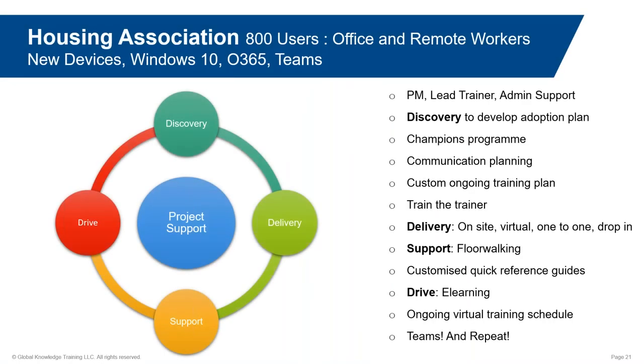This was a housing association we worked with, 800 users, and they had office and remote workers. They were deploying new devices, Windows 10, Office 365 and Teams. And they were short on project expertise. So we were able to support and empower them. If you see in my graphic, we put a good old dollop of project support in there. And we popped in a PM, lead trainer and admin for them.